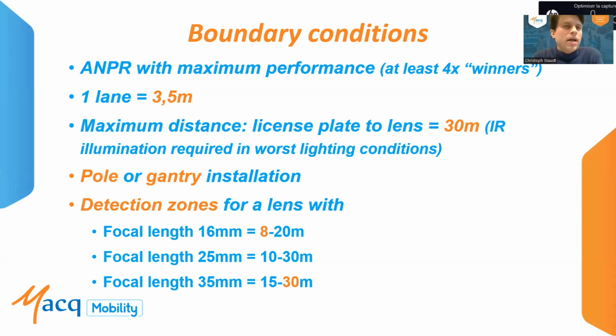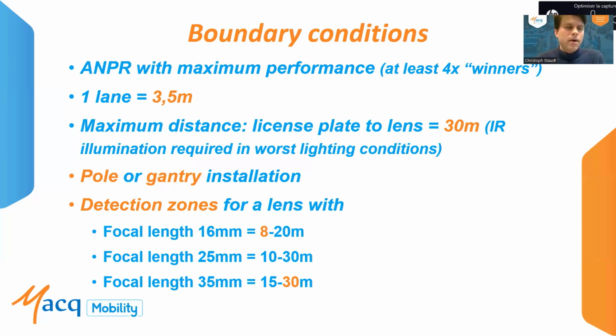Then, one lane, depending on the continent or the country. Here, for this exercise, we take 3.5 meters as lane width. Then the maximum distance, in this exercise, between the license plate and the camera lens is 30 meters. And if the lighting condition requires, we also turn on our embedded infrared illumination, which is inside the camera itself.